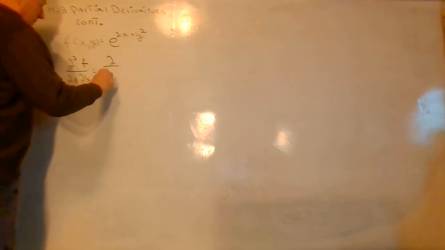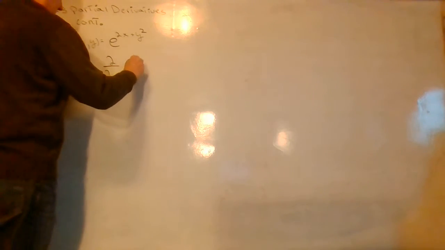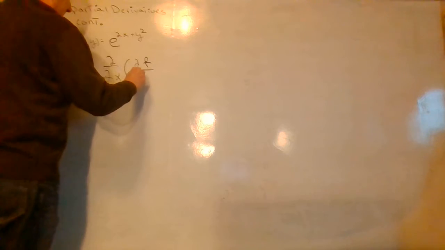Partial derivatives continue. Let's suppose we have a function f of x, y equals e to the 2x plus y squared. Partial squared f with respect to x with respect to y. What this notation means is partial with respect to x, partial of f with respect to y.